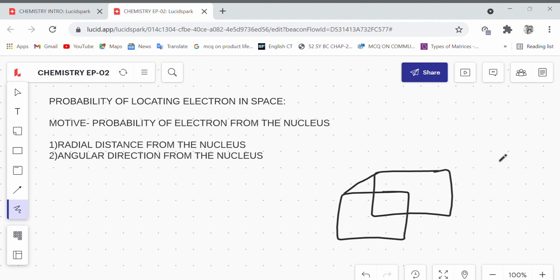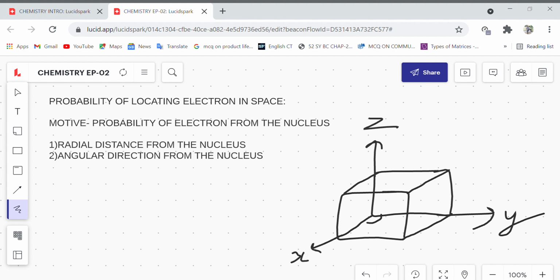Join these also. So this is Y, this is Z, this is X, this is theta, this is phi. So this is all about the diagram.